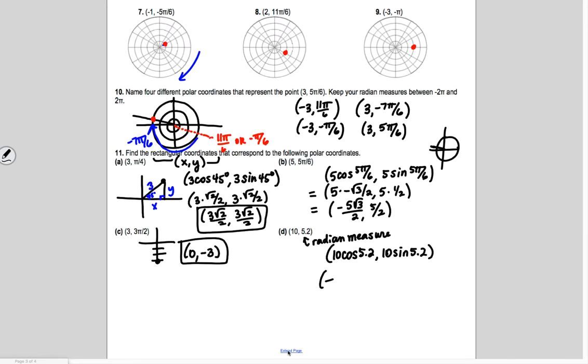So I got like 4.685 comma negative 8.835. Did you guys get those numbers? Yes, they're not always nice. So don't think that they're always going to be like those nice unit circle values. Sometimes they're weird ones.